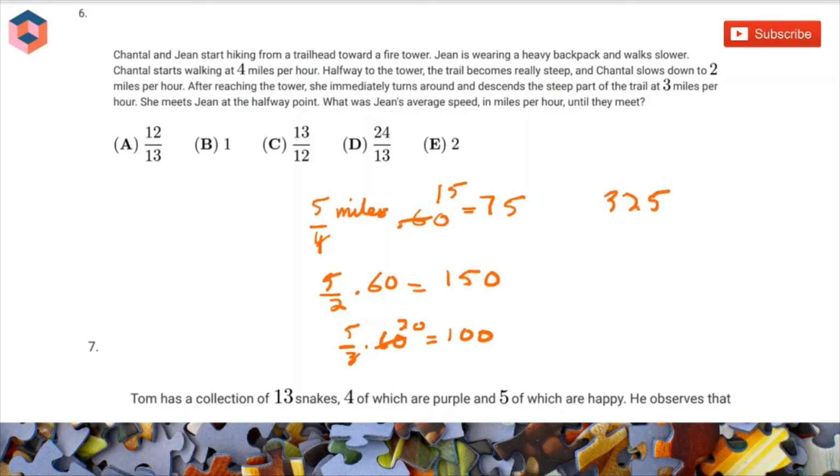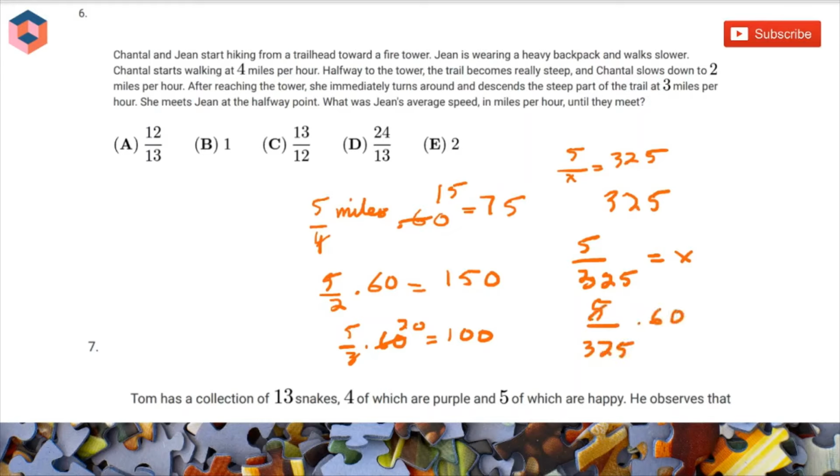It takes Jean 325 minutes to go 5 miles, since that's the half distance that she went. So we get 5 over x is equal to 325, or that 5 over 325 is equal to x. Now, in this problem, we can multiply by 60 to get our answer, since we're asked to find the miles per hour, not miles per minute. So 5 over 325 times 60.